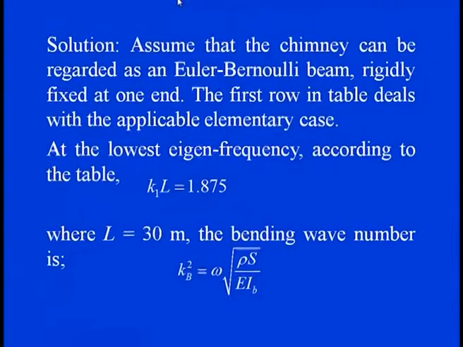First of all, we need to apply the Euler-Bernoulli beam theory, as the 30-meter chimney is rigidly fixed at one end. The lowest eigenfrequency through the Euler-Bernoulli beam theory table is K1 into L equals 1.875, and since L here is 30 meters, the bending wave number is Kb to the power 4 equals omega squared times rho s divided by EIb. So we can easily find how much the wave number is for this 30 meter L.